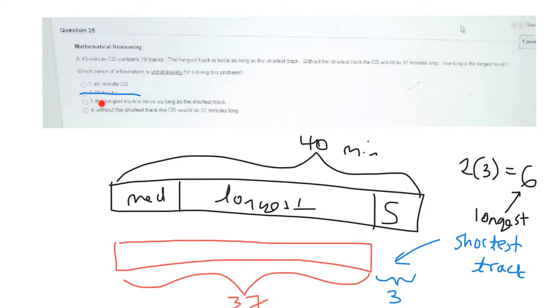Let's investigate 3 and 4, though. The longest track is twice as long as the shortest track. No, we needed to know that. We took that into account over here. Without the shortest track, the CD would be 37 minutes long. We definitely needed to know that because we needed to recognize the 3-minute disparity. Moving on.